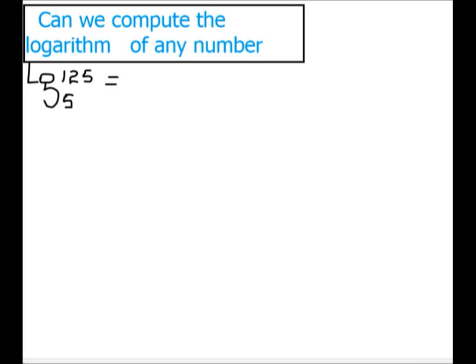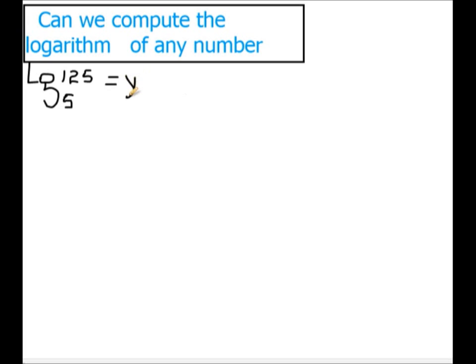Hello guys, in this video we try to figure out if we can compute the logarithm of any number. So we have this example, log base 5 of 125. Remember the previous video? What are we looking for when we try to compute log base b of any value like this one? This is a question we ask. That means the question is we are trying to find the value y.